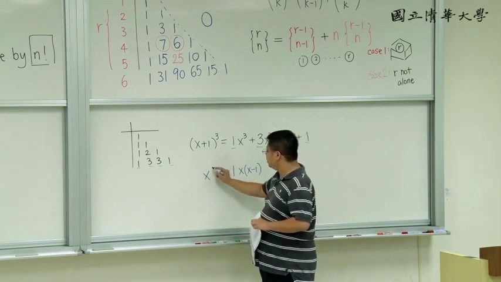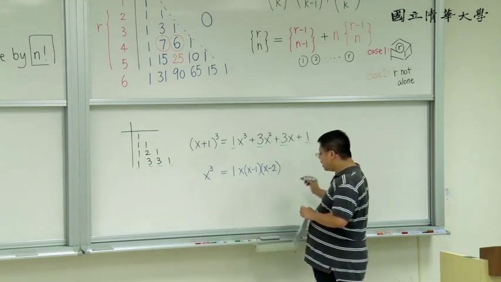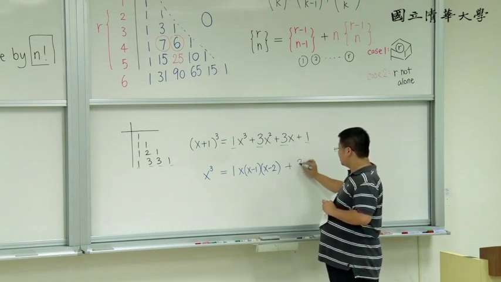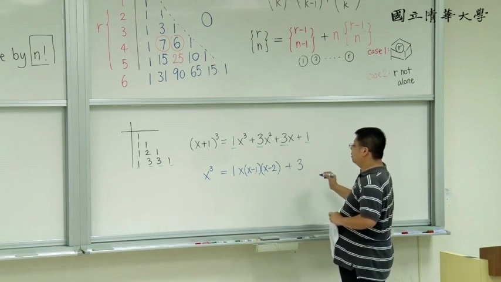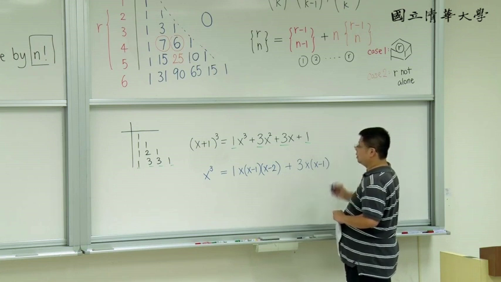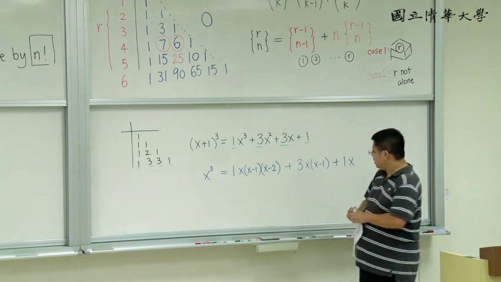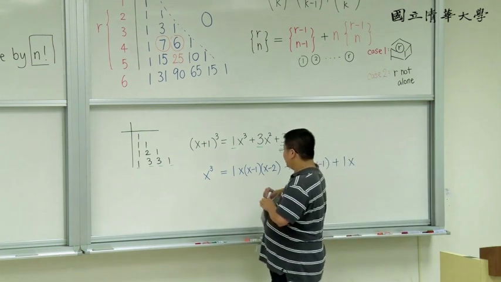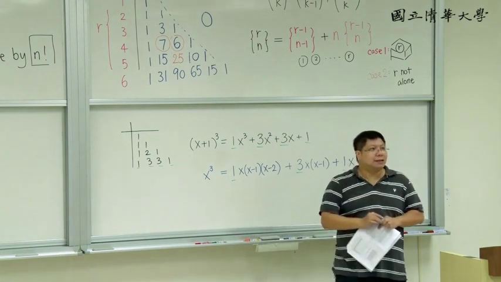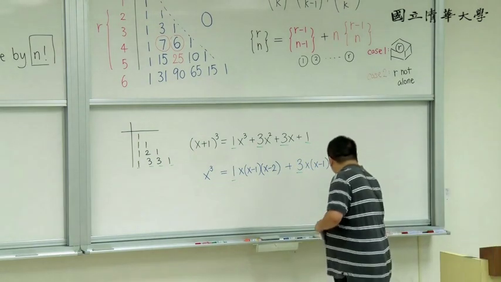So let's try x cubed. I'm claiming that this is equal to this one, plus 3 times x times (x minus 1), plus 1 times x. Yeah, this should be. So this time it is 1, 3, 1. Well, let's double check. Yeah, so I made a mistake before. Let's double check to see if it is correct.